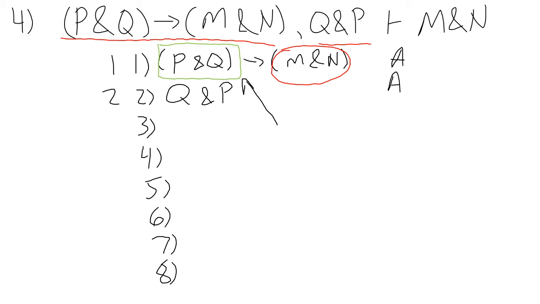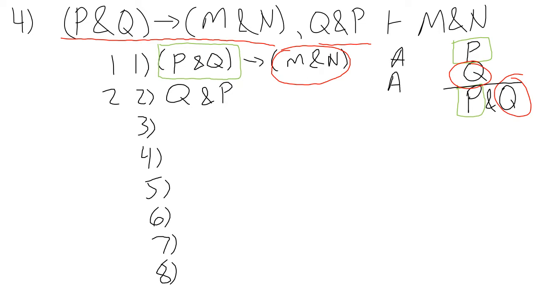So how do I get to p and q? Well, I get to p and q by building it with p by itself and q by itself. I need p somewhere by itself and q by itself somewhere, and then I can use ampersand in.